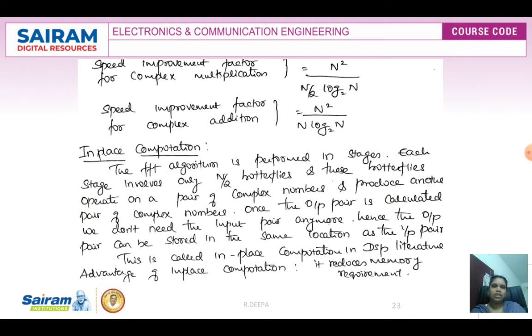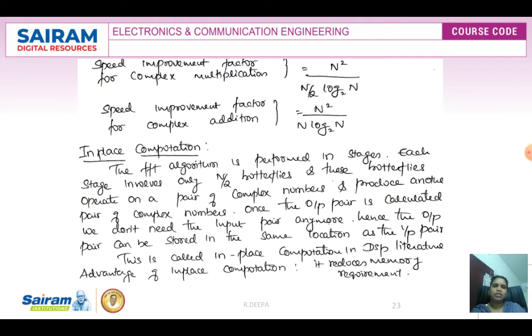And what is in-place computation? This is an important concept in the FFT algorithm, and it has the advantage that, because of this in-place computation, the memory space is reduced. So let us see what this in-place computation is. If you observe the FFT algorithm, it is performed in different stages, and each stage involves N by 2 butterflies. These butterflies operate on a pair of complex numbers and produce another pair of complex numbers.